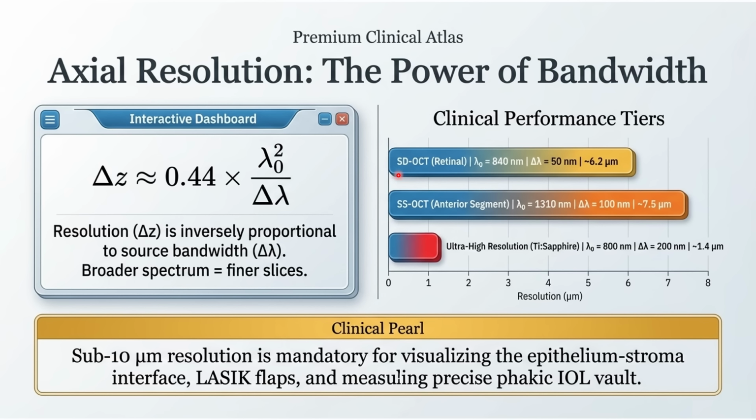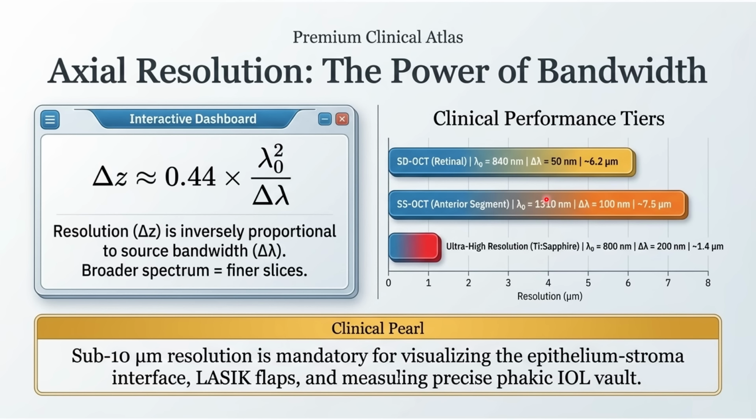Now, if we apply this in the spectral domain OCT, as you can see here, we have a wavelength of 840 nanometer, and we have a bandwidth of 50 nanometer. So by applying these to the equation, we will have a final figure which is 6.2 micrometer, which is below 10 micrometers. So this is a microscopic level of resolution. So this is regarded as one of the best resolutions so far available in the market.